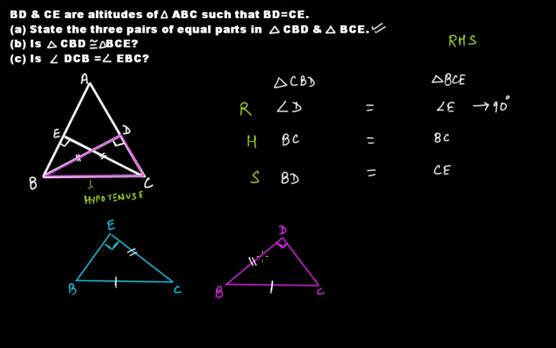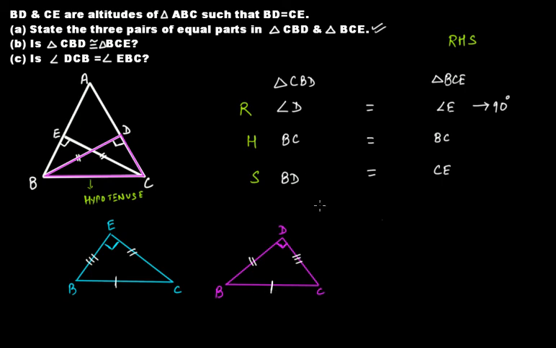Now since we have established that these two triangles are congruent, it means that the third side will also be equal, right? Since the two sides are equal, the triangles are congruent, therefore the third side will also be equal. Now take any two sides which are equal to each other. Like in this case, I'm going to write BC of triangle CBD.